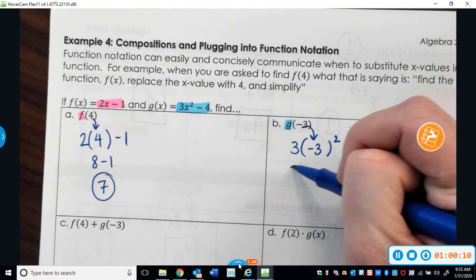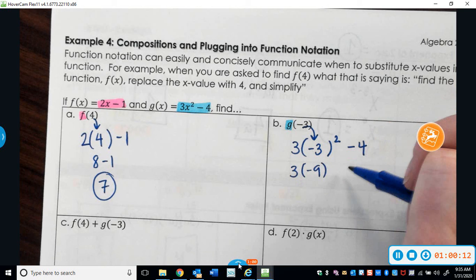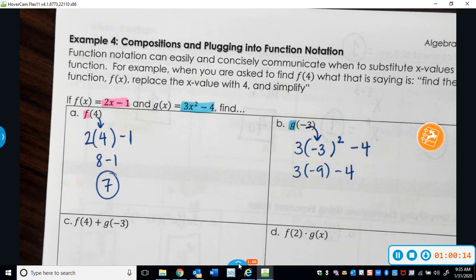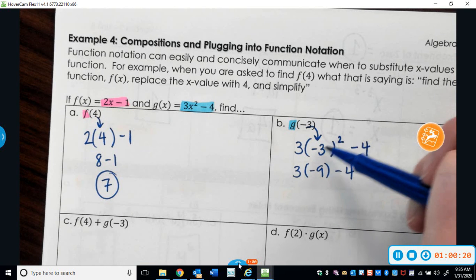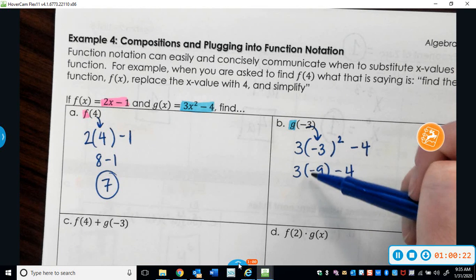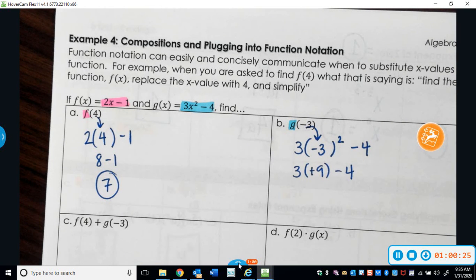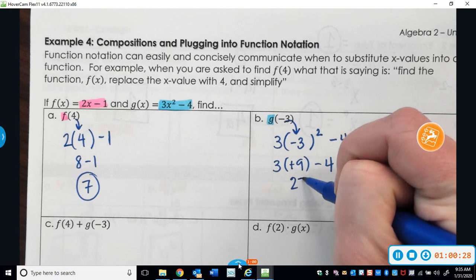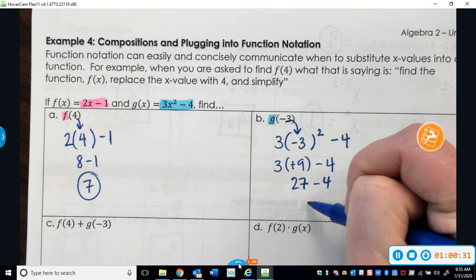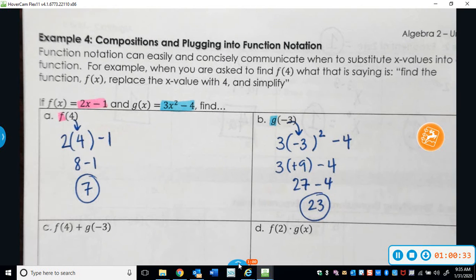If someone were to write this as their next step, why is that wrong? Okay, so just be careful. When we square a negative number, that means -3 times -3, which will become a positive 9. All right, so 3 times positive 9 is 27, and 27 minus 4 is 23. So you're just using order of operations.